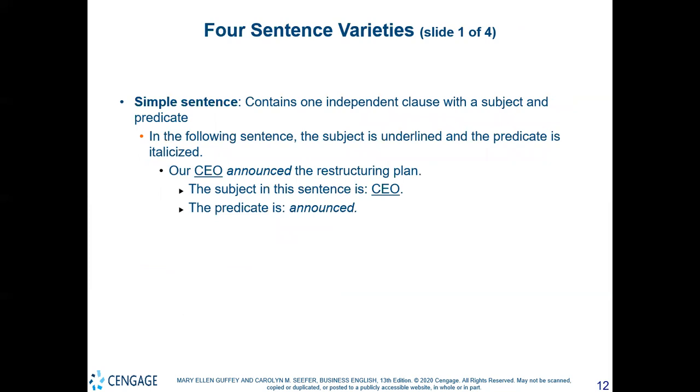Four sentence varieties. A simple sentence contains one independent clause with a subject and predicate. In the following sentence, the subject is underlined and the predicate is italicized. Our CEO announced the restructuring plan. The subject is the CEO. The predicate is announced.